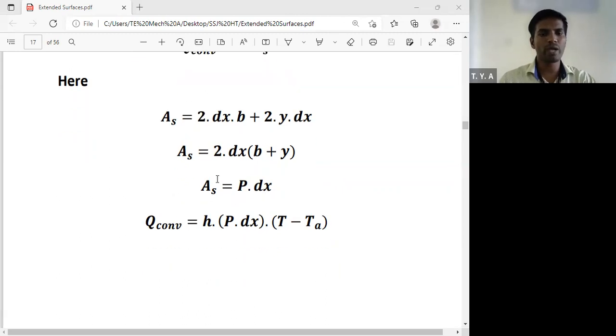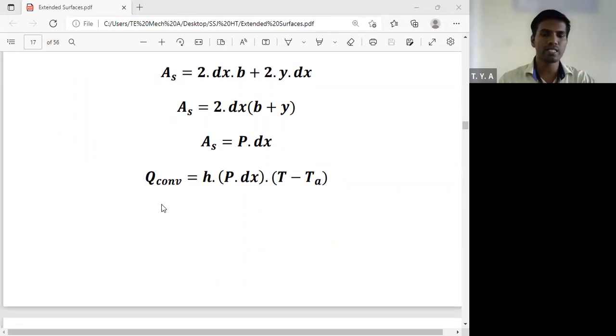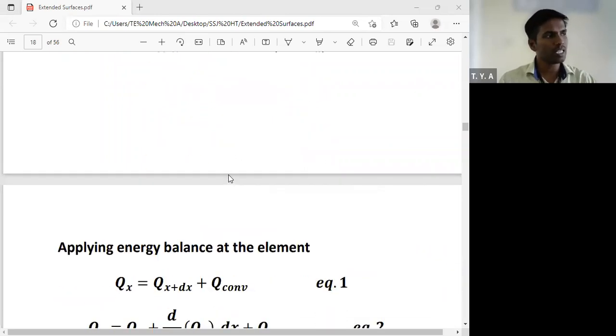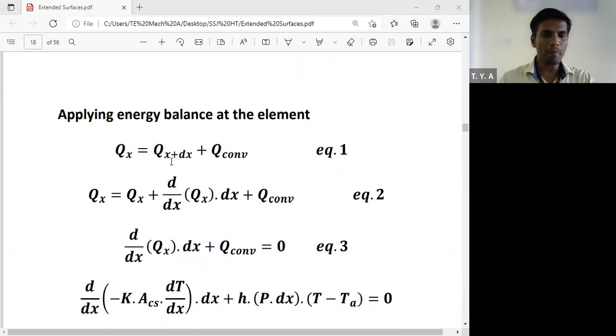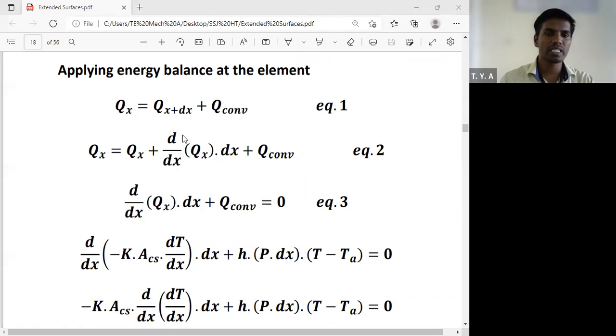Okay, so from that we have calculated the As, and what is the value of As? That is perimeter into dx. So we have written the equation for the Q convection. For the small element we have considered, we have written the energy balance equation, meaning how much heat will be coming into that element and how much heat is conducted and convected from that particular element. That is Qx is equal to Qx plus dx plus Q convection.